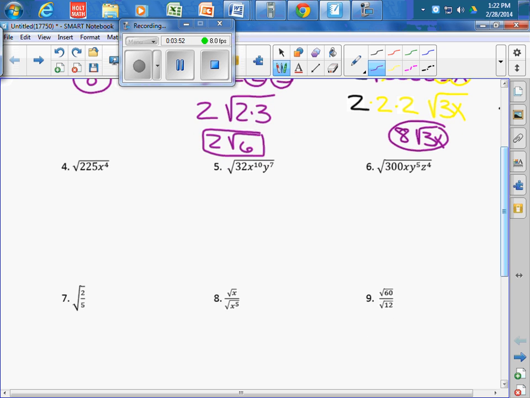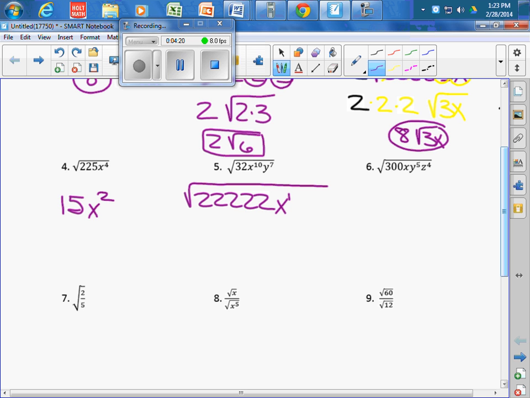Number 4, can you take the square root of 225? Yes, it's 15. Can you take the square root of x to the 4th? Yes. You take half of the exponent, x squared. There's no more radical sign here. The square root of 32. Well, I need 5 2's. The prime factors of 32 are 2 times 2 times 2 times 2 times 2.